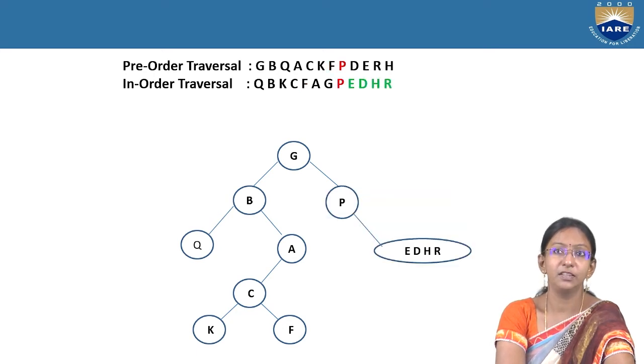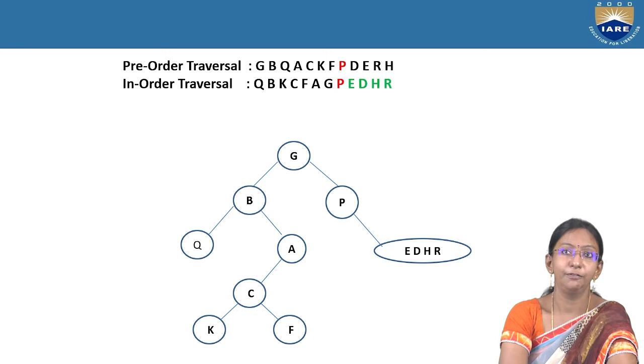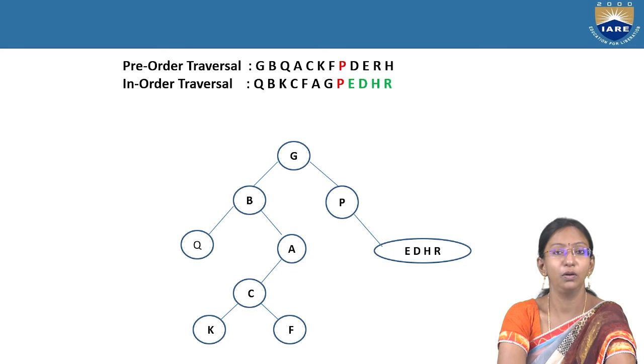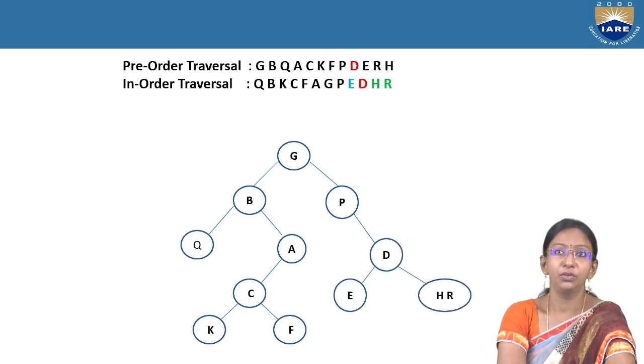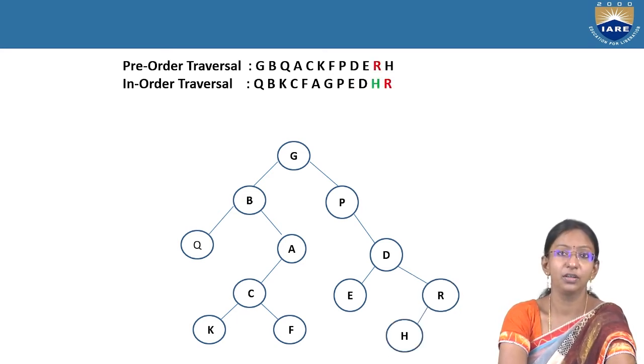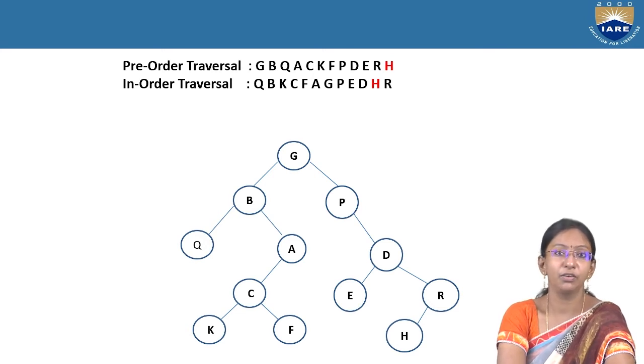Next element is P. So the element left of P is the root which we cannot touch, and the right is E, D, H, R. All four will be on the right side. Right? Very good. Then coming to the next element, D. The left child of D is E and the right children are H, R. Coming to the next element, E is not having any left or right children. Next is R. Its left is H. It is not having any right. Next element is H. H has neither left nor right. And there are no more elements in your pre-order.